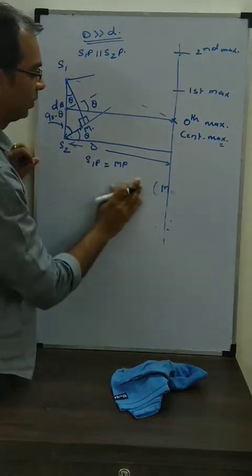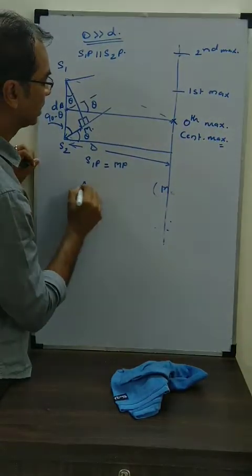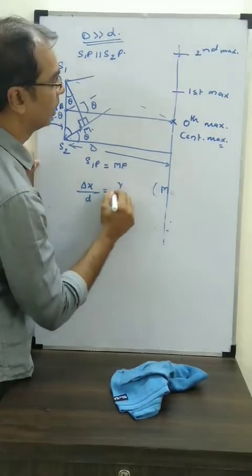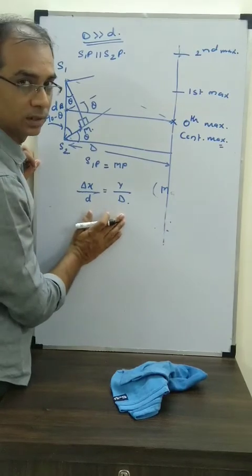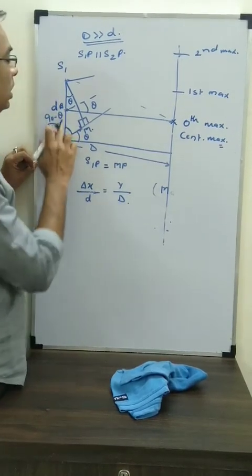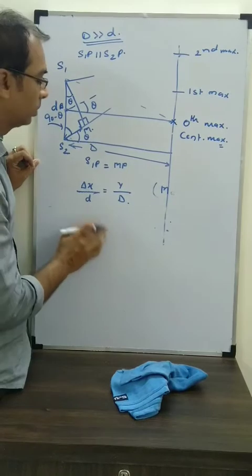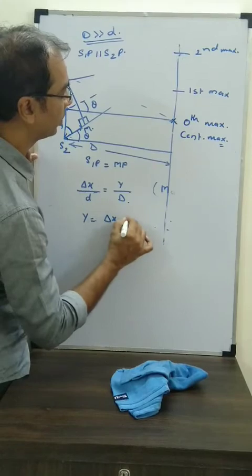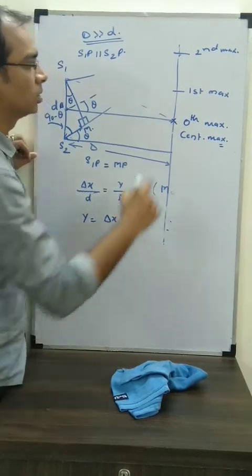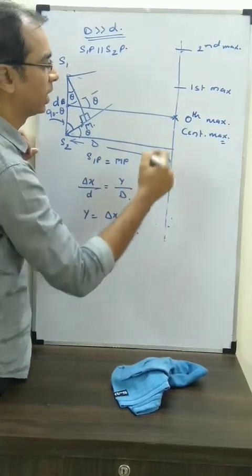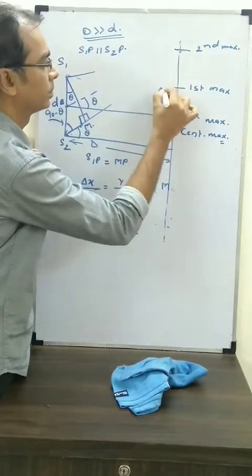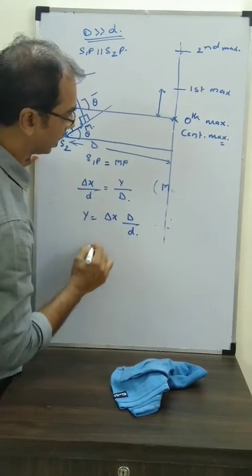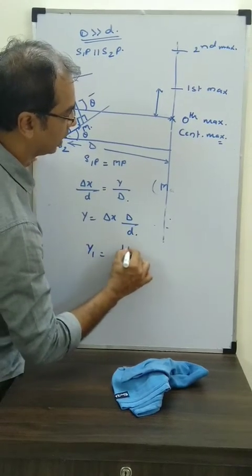Now what we did is, we said that sin theta, which is delta x by d, is equal to tan theta, which is y by D. Again, in which case is this? When small d is a lot bigger than lambda. So delta x by d equals y by D, so y is equal to delta x times capital D by d. So for the first maxima, delta x will become lambda, so y1 is lambda D by d.